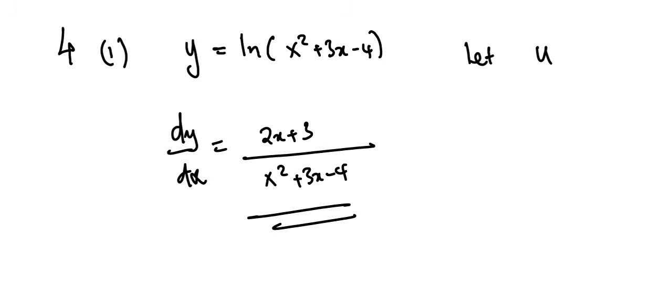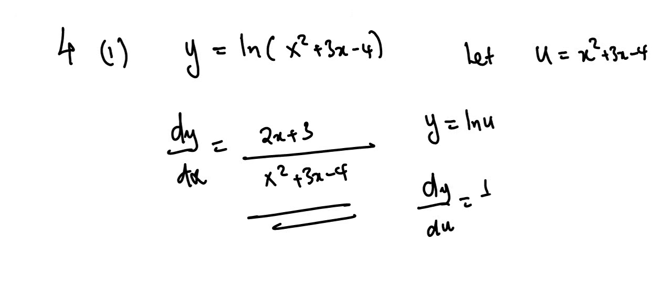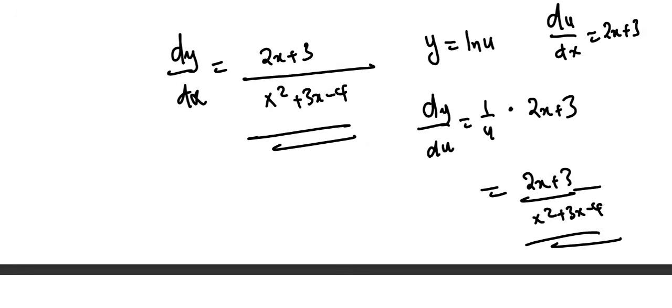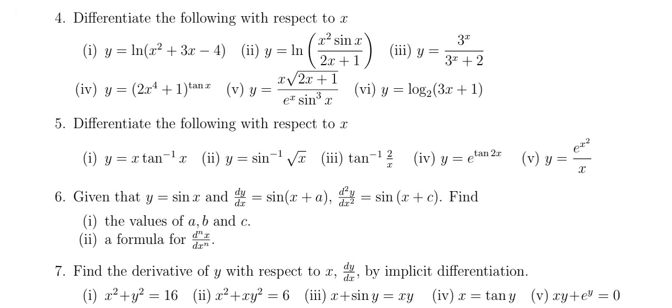We're going to let u be equal to x squared plus 3x minus 4, meaning the function is now y equals ln u, whose derivative, dy/du, is 1 over u, multiplied by du/dx, which is just 2x plus 3. When you multiply them, this gives us 2x plus 3 over u, and u is back to our original expression. So this is how we are supposed to show it. This is the outcome for the first one on question number 4.